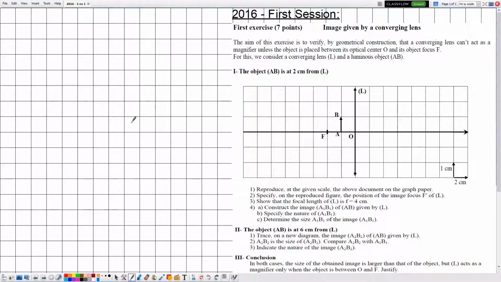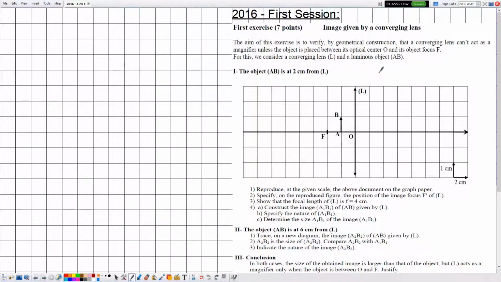In this one we are going to solve an exercise related to optics and the chapters of lenses and formation of images. This exercise was a previous one in the Brevet exams in 2016, first session, first exercise. The title of this exercise is Image Given by a Converging Lens. The aim of this exercise is to verify by geometrical construction that a converging lens cannot act as a magnifier unless the object is placed between its optical center O and its object focus F.